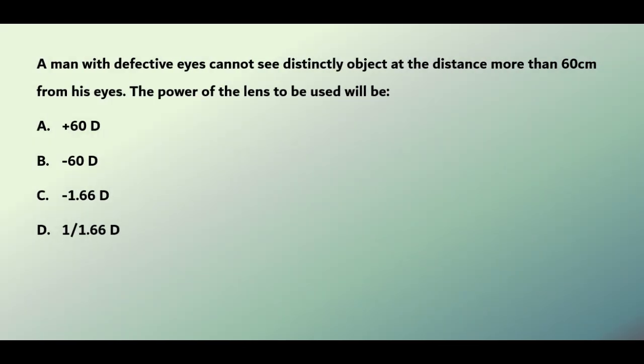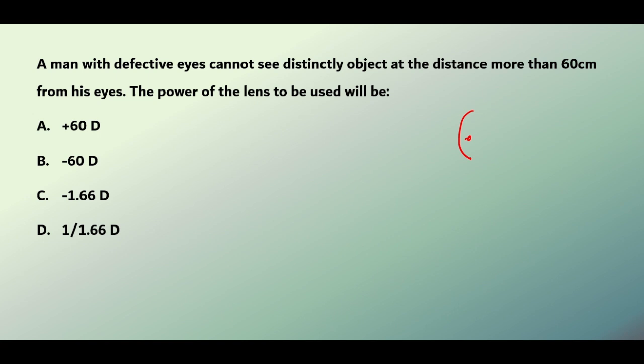Next question on physics. A man with defective eyes cannot see distinctly objects at a distance more than 60 cm from his eyes. The power of the lens to be used will be plus 60 D, minus 60 D, minus 1.66 D, or 1 by 1.66 D. So for this question, we have to understand what type of lens should be used.